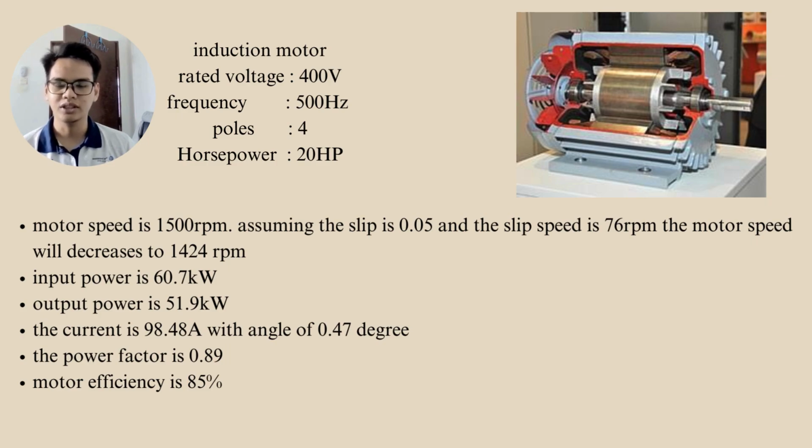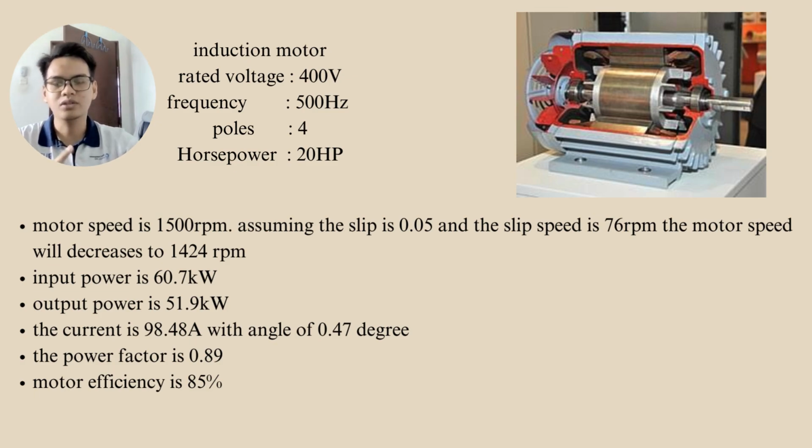Today I want to present the results and discussion for motor performance. For this induction motor, the rated voltage is 400 volts, frequency of 50 Hz, 4 poles and 20 horsepower. The rated speed for this motor is 1500 RPM. Assume the slip is 0.05.